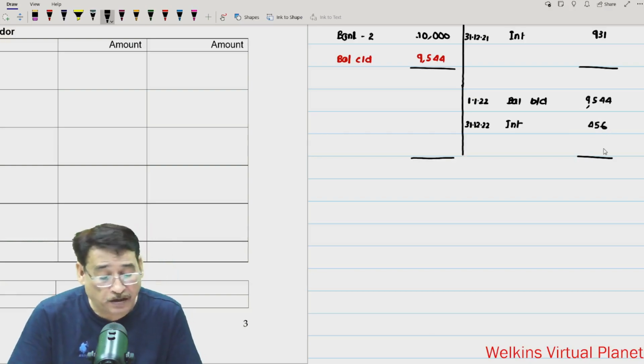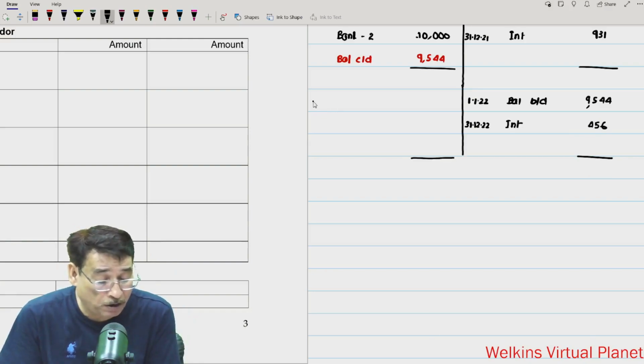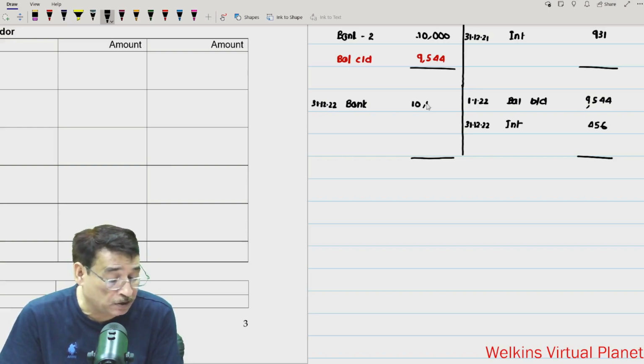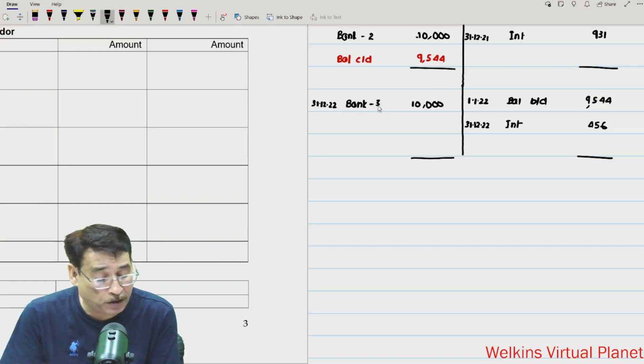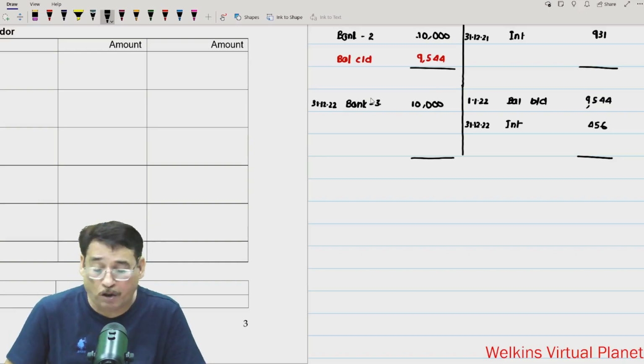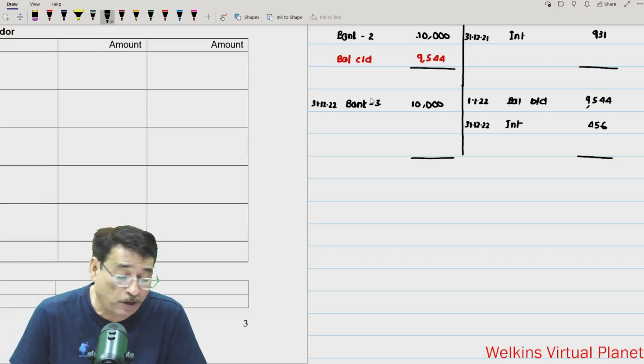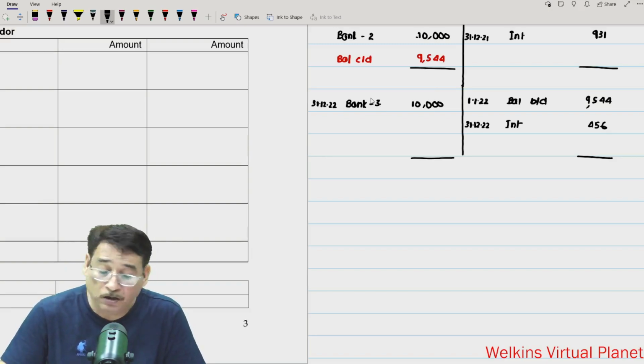And now we will make the final payment on 31st of 12, 2022. The final payment will be to bank, and the final payment is 10,000. Obviously, this account will get closed after this particular payment. Is it clear to you or not? So this is how you are going to prepare hire vendor account in the books of purchaser.